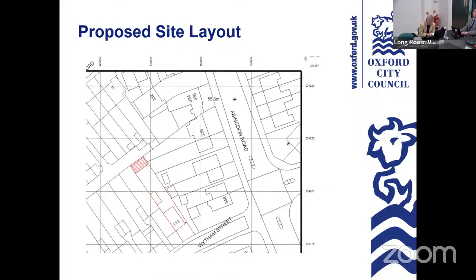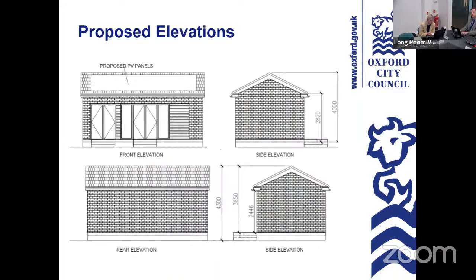And this is the proposed site plan. The red dashed area at the end of the rear garden is the location for the proposed outbuilding. These are the proposed elevations for the outbuilding. The outbuilding will be finished in brick under a pitched roof with the addition of 8 solar panels to the southern roof slope of the outbuilding, as can be seen on the presentation.